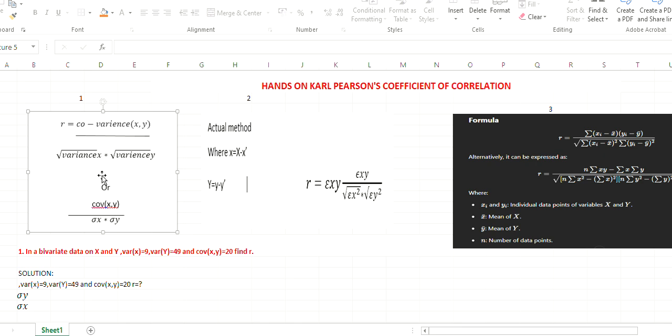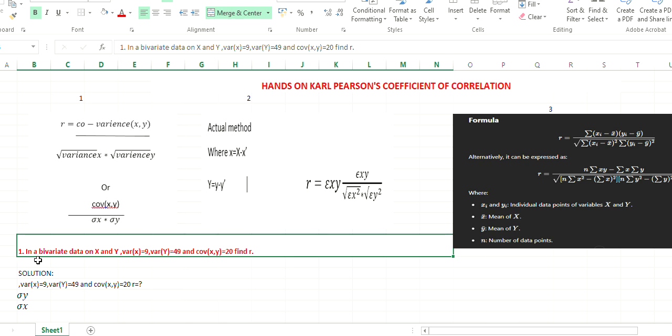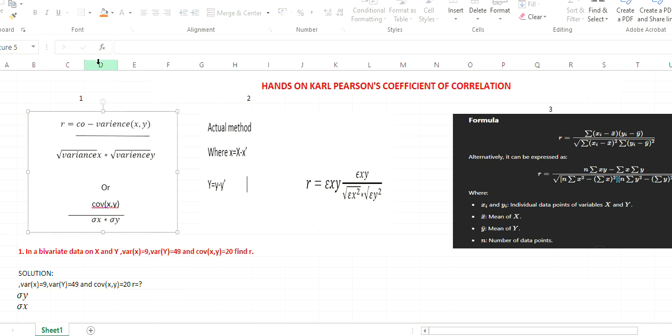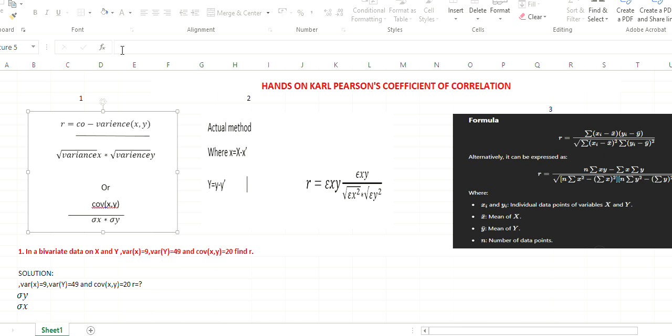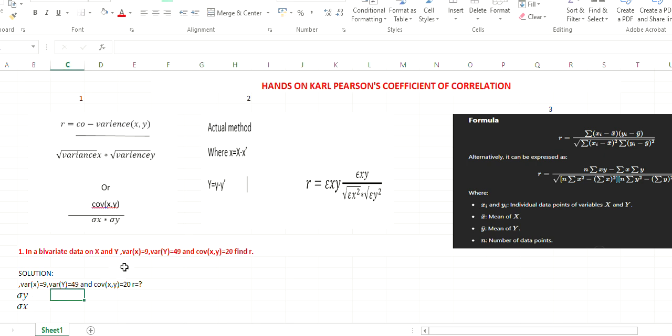Now here is one problem stating that in a bivariate data on x and y, the variance of x is given, the variance of y is given, and the covariance of x and y is also given. Find r. In case the variance is given, then use this formula. So clear? I have taken the variance of x. What data have I been given? x and y are given, and we have to find r.